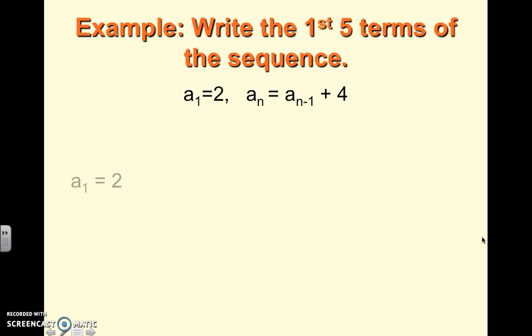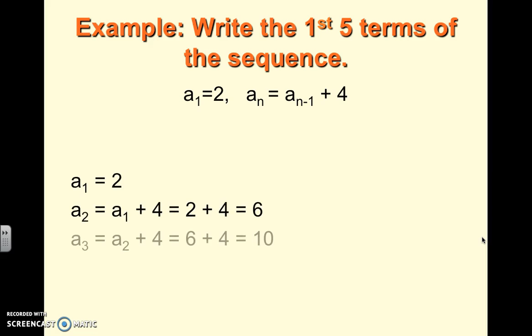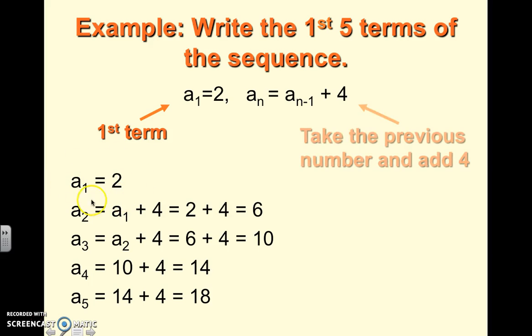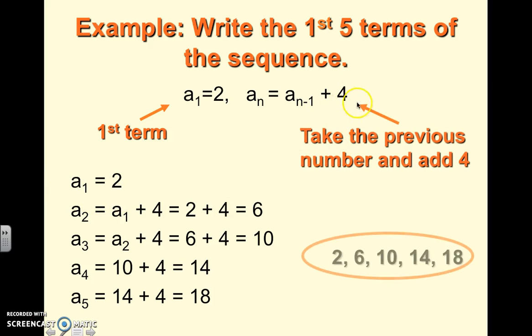All right, so here's an example. We're going to write the first 5 terms of the sequence. Take a look. a sub 1 is 2. a sub n is a sub n minus 1 plus 4. So here's what we need to know. Here's our first term. That's a sub 1. Then the plus 4 tells us to take the previous number and add 4.